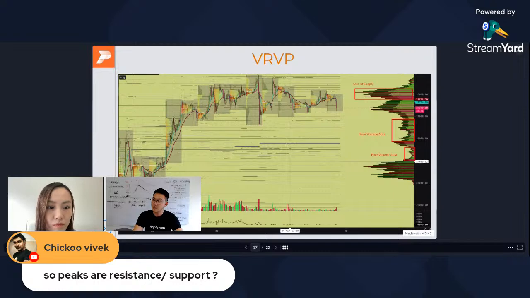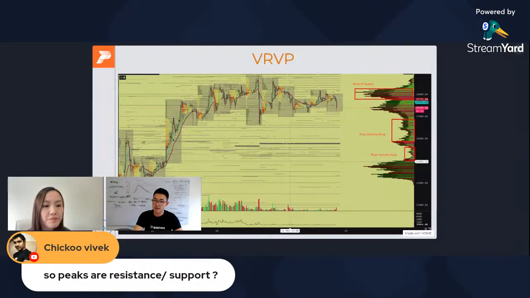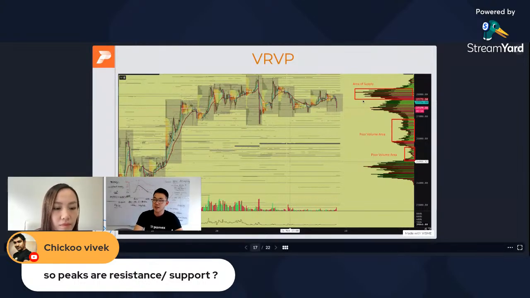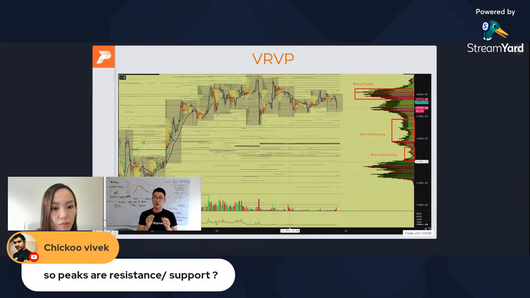And hold on, let me see if I can find a good example right now. And I see a question. Yeah. So peaks are resistance and support. Yes, peaks. It does represent resistance and support because it just means there was so much volume traded there, right? So if prices are under, resistance and support.